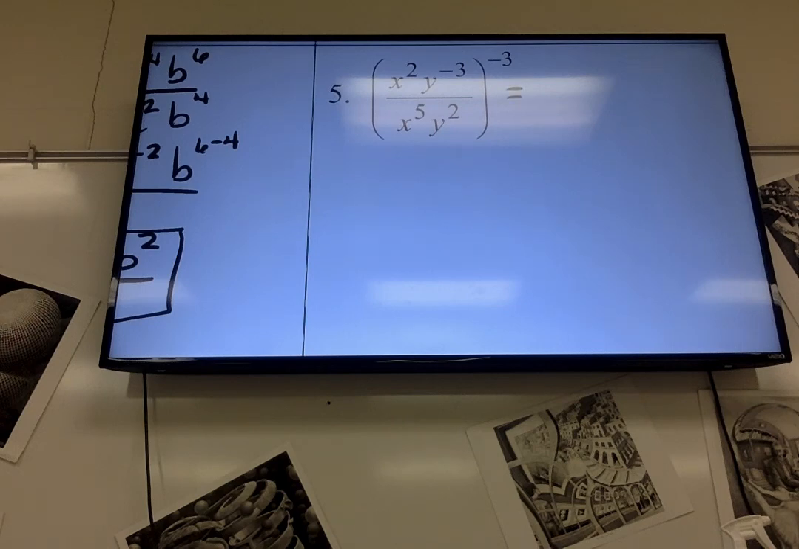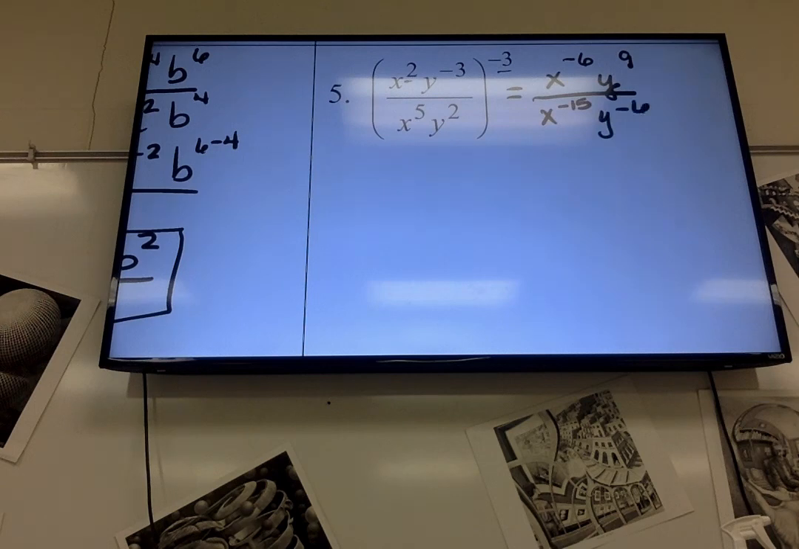So remember, when you raise a power to a power, you multiply. So Berkeley, tell me what the top's going to be. X to the negative 6. Uh-huh. And then y to the 9th, yep. And on the bottom, Hazella? X to the negative 15. Good. And the y to the negative 6.